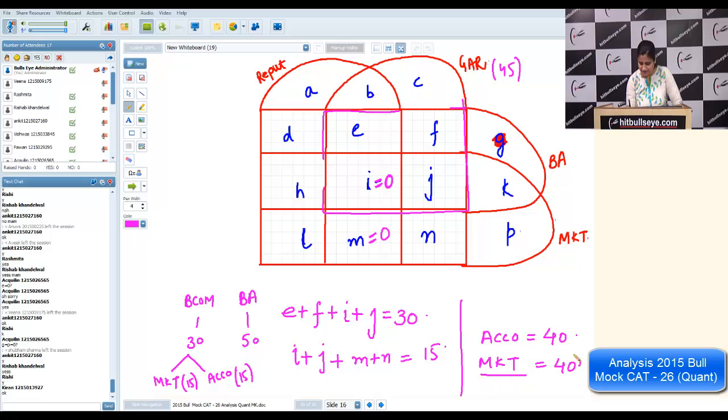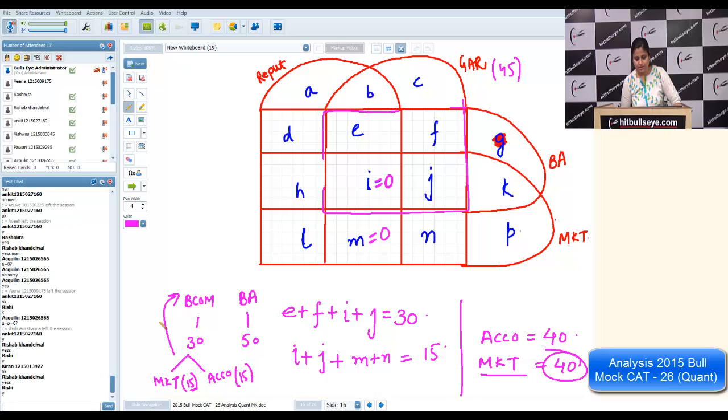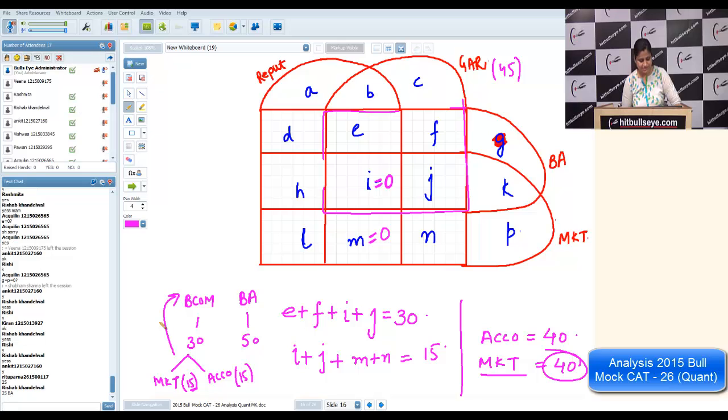In marketing, as we know, there are 40 people in total. And out of that 40, 15 belong to BCom. It means 40 minus 15 will belong to BA. You got that? It means in BA, marketing students will be 40 minus 15, 25. BA as well as marketing. So if we take the intersection for BA and marketing, it will be H plus I plus J plus K, which comes out to be 25.